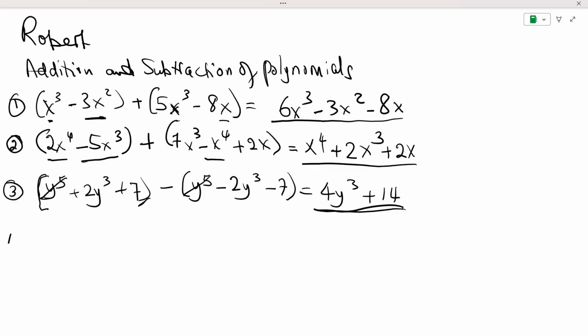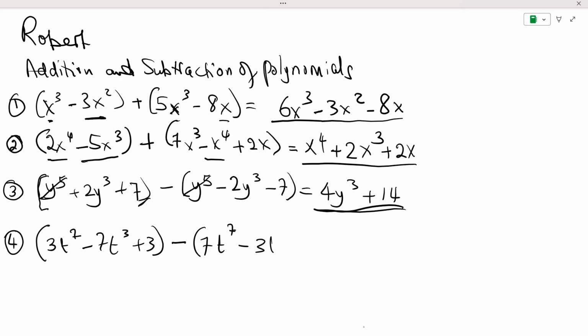Okay. Lastly, we have number 4, which is 3t to the power 7 minus 7t to the power 3 plus 3. And we are supposed to subtract 7t to the power 7 minus 3t to the power 3 plus 7.